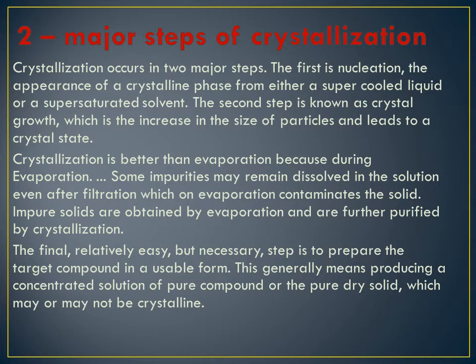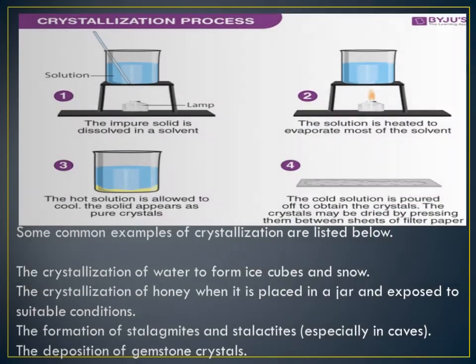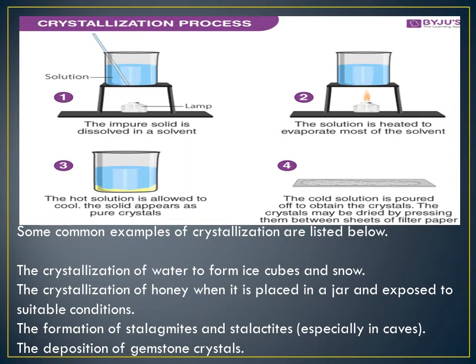The final relatively easy but necessary step is to prepare the target compound in a usable form. This generally means producing a concentrated solution of pure compound or a pure dry solid. Example, see the experiment here, diagrams here. Some of the crystallization examples here.